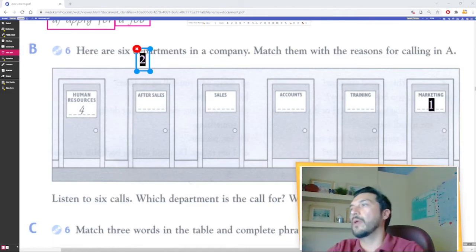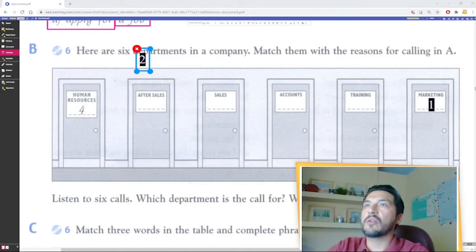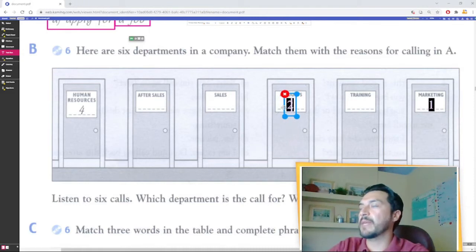Call 3. Calling about money and a job, maybe accounts. Now call 3.